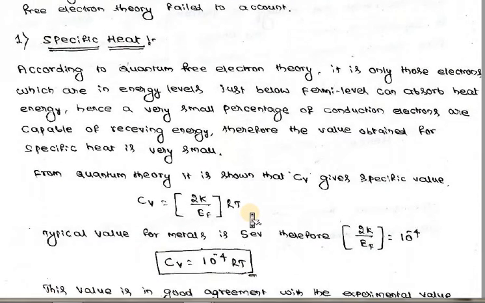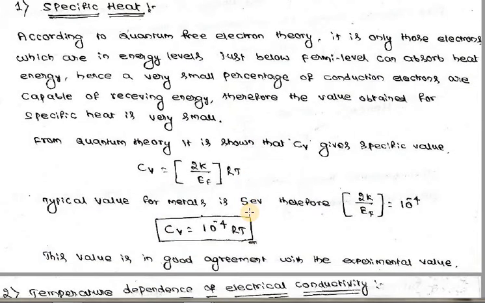Here is the specific heat. The expression given by the quantum free electron theory for specific heat at constant volume is equal to 2k divided by EF. According to quantum free electron theory, only those electrons with energy just below the Fermi level can absorb the heat energy, and hence a very small percentage of conduction electrons are capable of receiving energy.